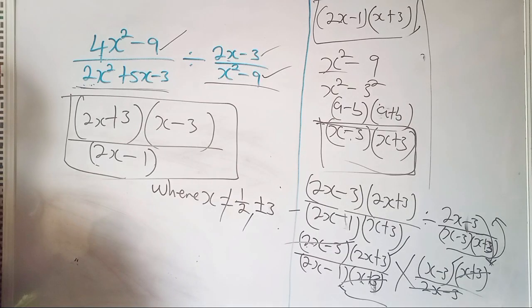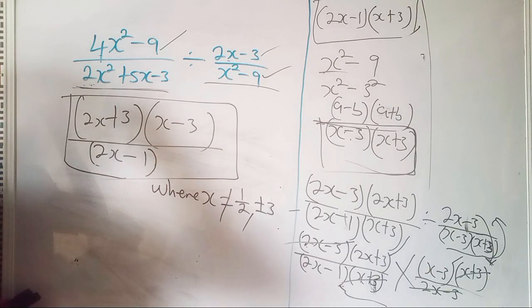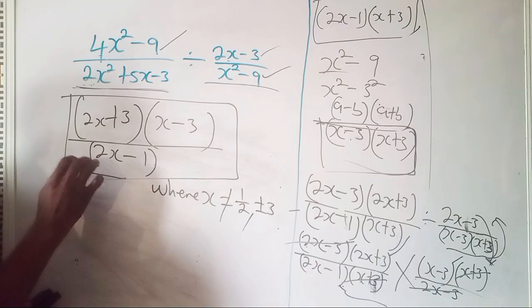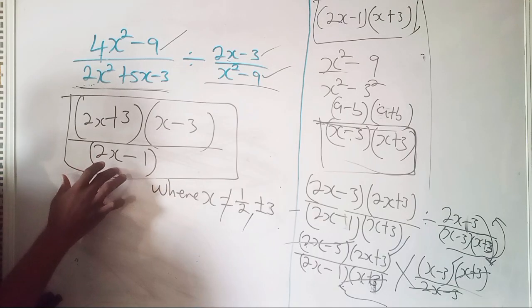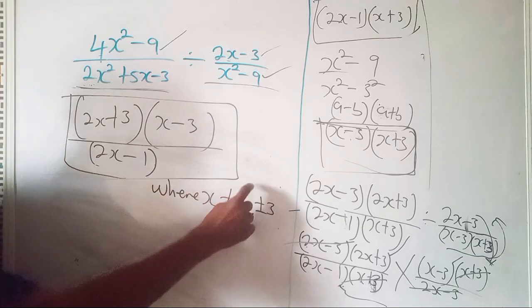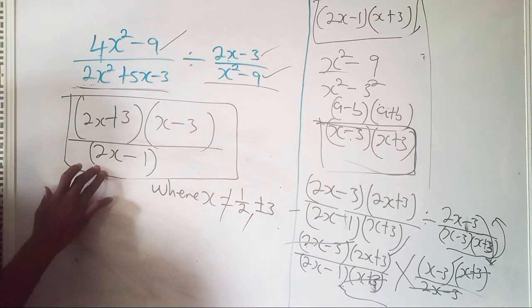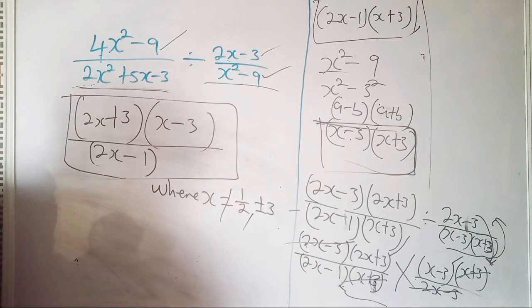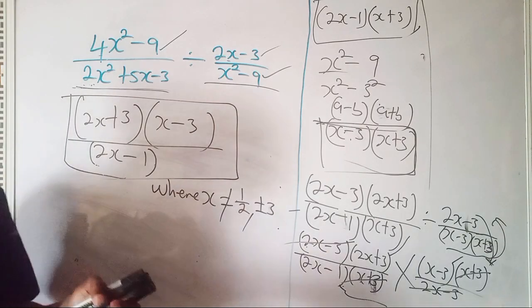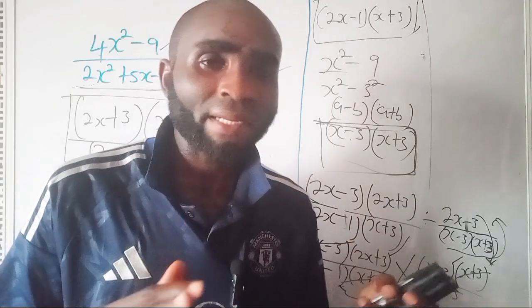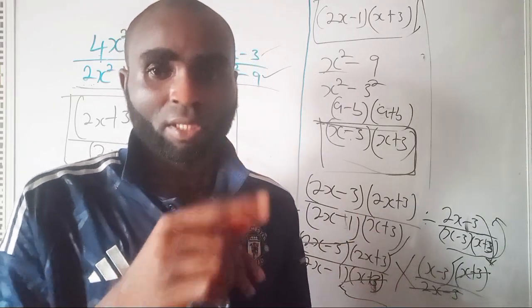So at the end of the day, you set restrictions of values that will make this equation have a denominator of 0. So the values that will make this equation have a denominator of 0 are 1 over 2 and plus 3 or minus 3, which will make this equation undefined. So that is how to solve a complex algebraic fraction.